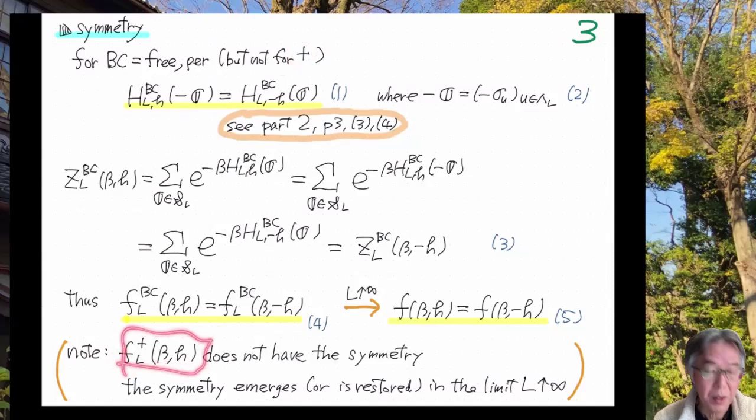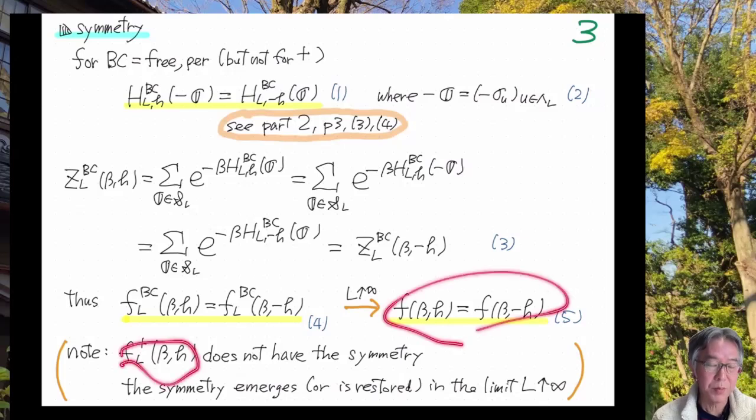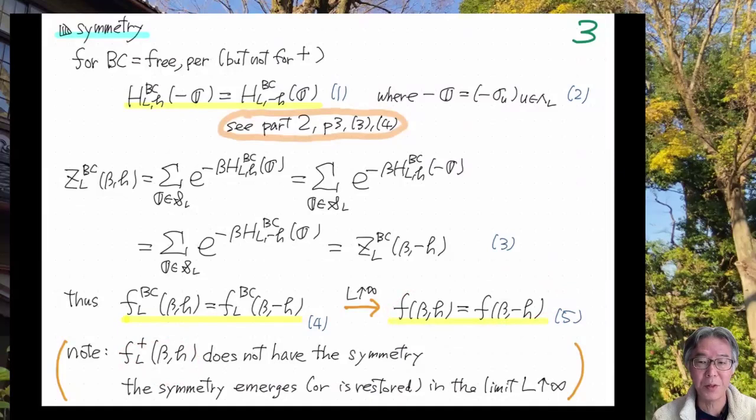The finite volume free energy for the plus boundary condition does not have this symmetry. There is some difference between this and this. So in the case of the plus boundary condition, the symmetry emerges, or is restored, only in the limit where L goes to infinity. If you want to prove this by sticking to the plus boundary condition, of course that is possible, but it is very tedious. You have to prove the emergence or the restoration of the symmetry.